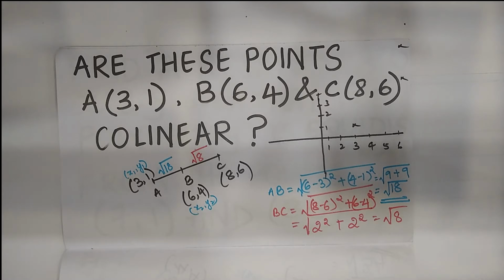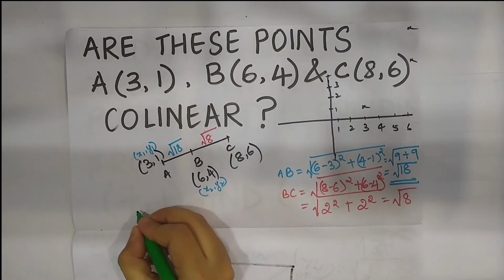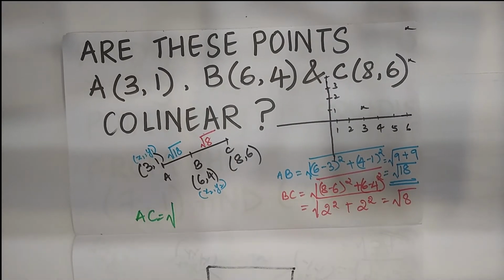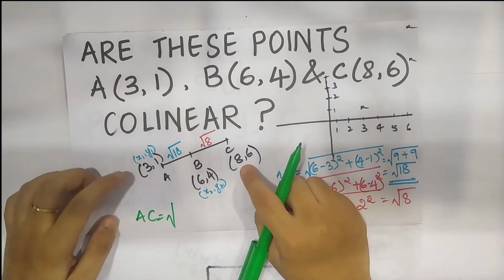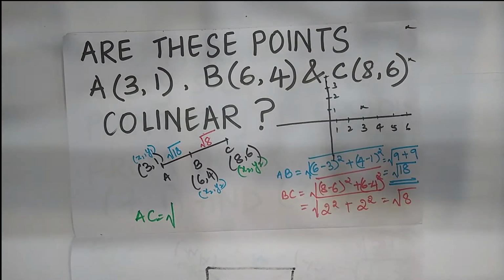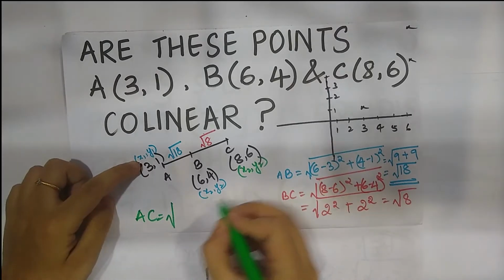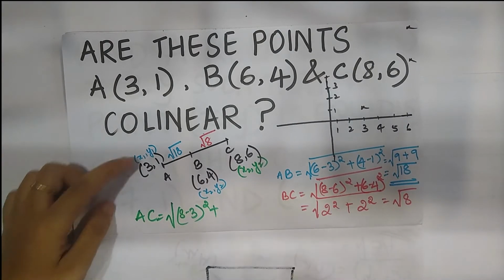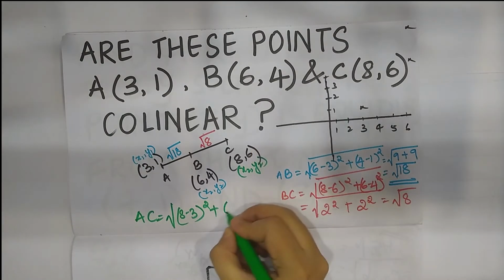So for that, let me use the green sketch pen. AC. So AC is equal to square root of, let us take 8 as x2 and 6 as y2. So x2 minus x1, which is 8 minus 3 the whole square, plus 6 minus 1 the whole square.